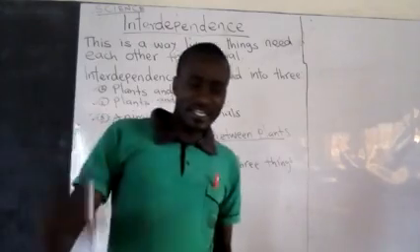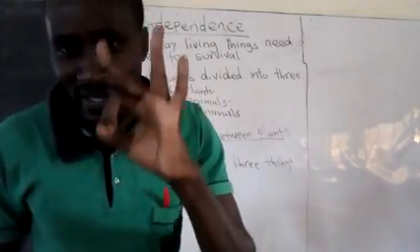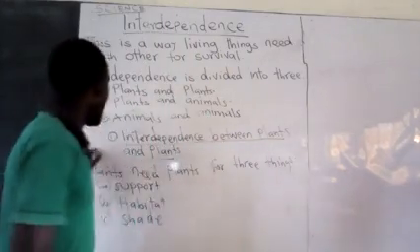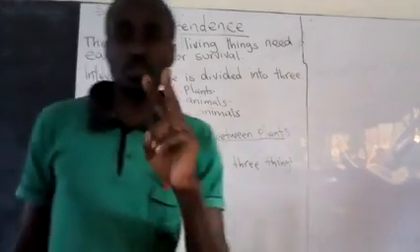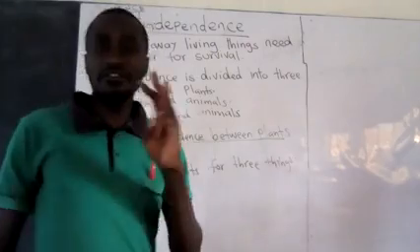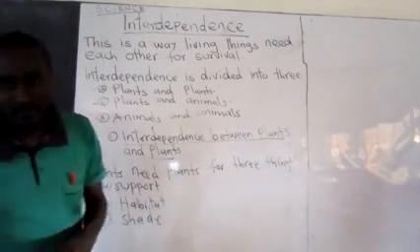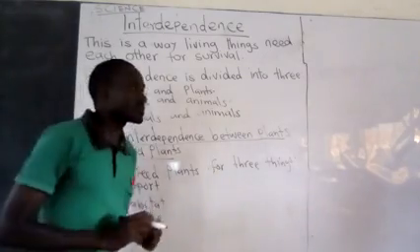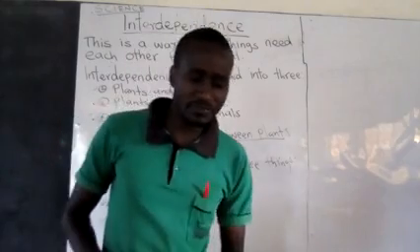Plants need each other for three main things. One, support. Two, habitat. Three, shade. Let's start with the support. How do plants need each other for support?